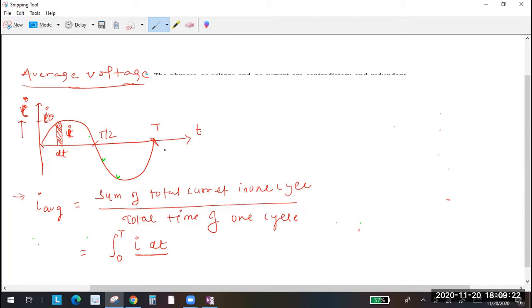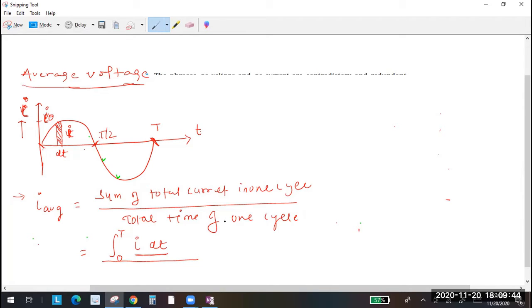So from this point to this point, that is why I have placed the limit from 0 to t. Let's suppose if you want to add up to here, you can place 0 to t by 2 only. Understand? Remember that this is what we have to do. This is how I found all the current.